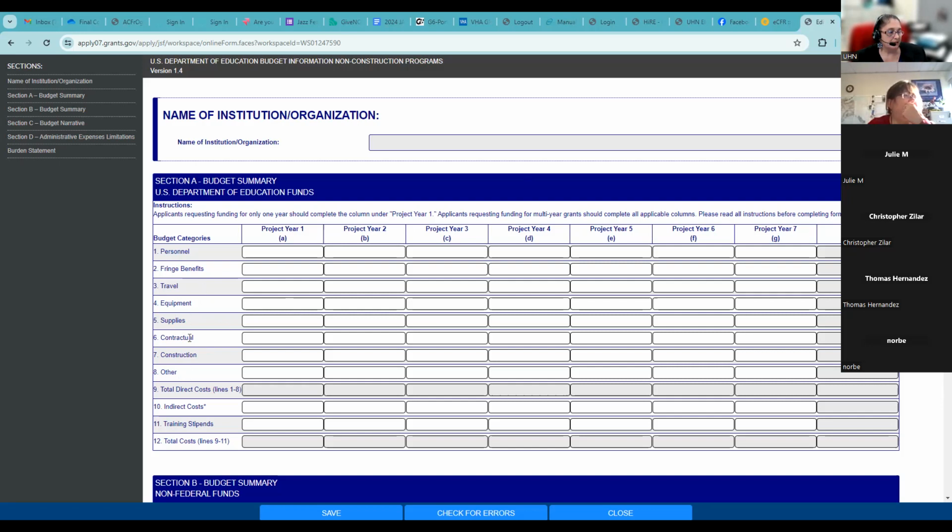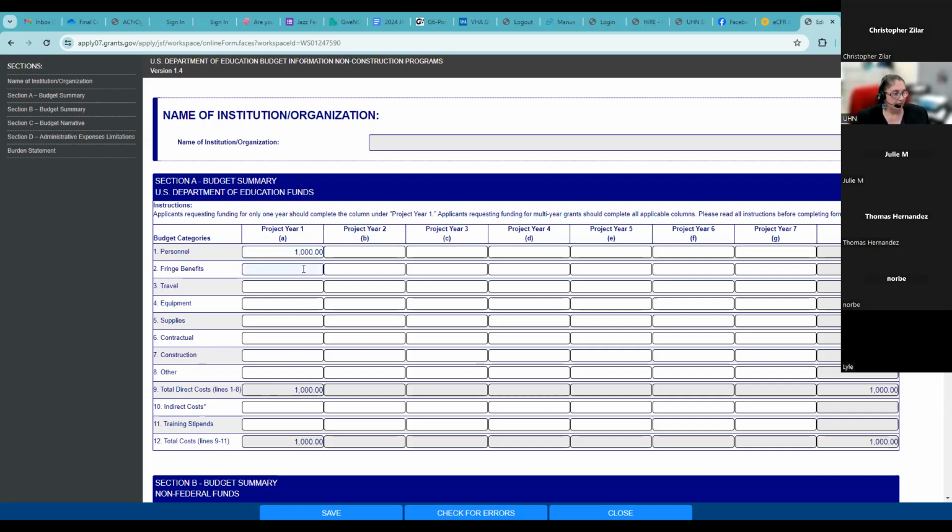Yeah, supplies, contractual, construction should be zero, because we're considered non-construction grants. And then anything that doesn't fit into these falls into this other category unless it's an indirect expense. And this chart will populate the totals for you. So we'll just do a quick example, where you'll see it automatically calculated for you.